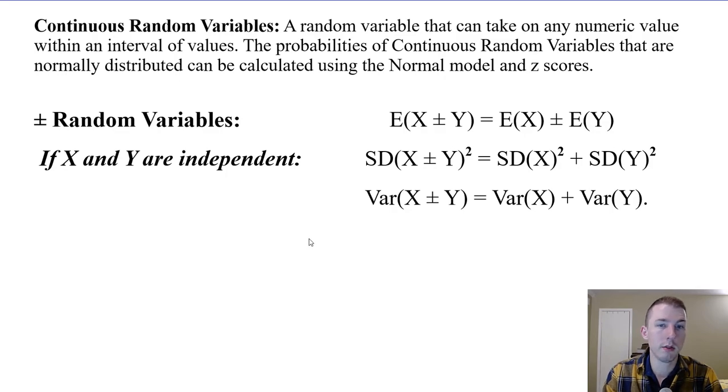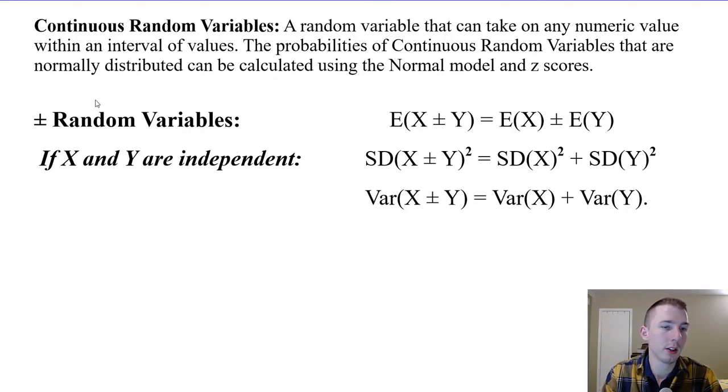So continuous random variables are, unlike discrete random variables where we have a certain finite number of outcomes and all their probabilities, which together give us the probability models, continuous random variables have a mean and a standard deviation, like a bell curve model, and it's continuous. So you have to have a range of values in order to have an outcome from the CDF. So the probabilities of continuous random variables that are normally distributed can be calculated using a normal model and z-scores. They can take on any numeric value within the interval of values as well.